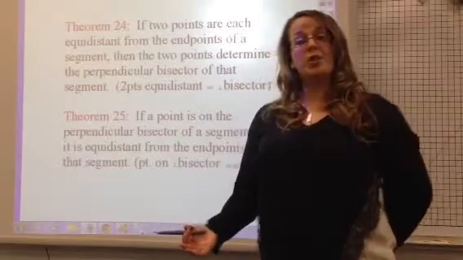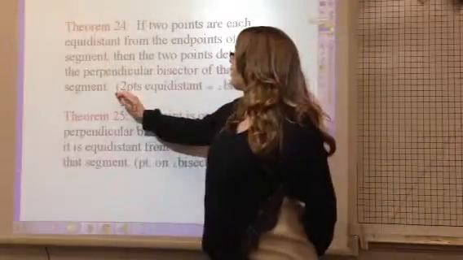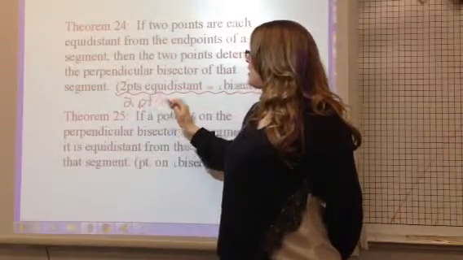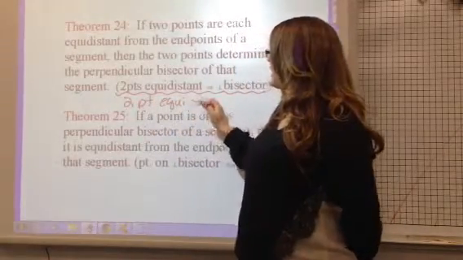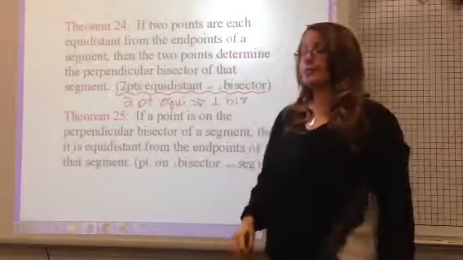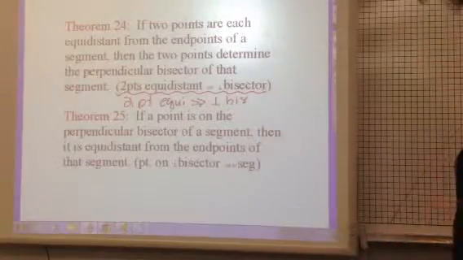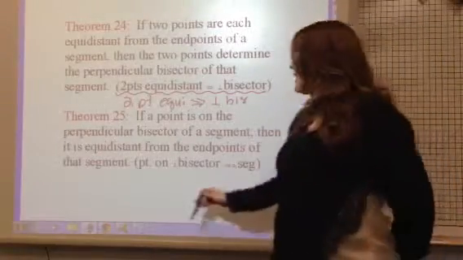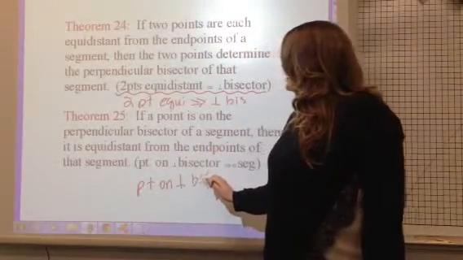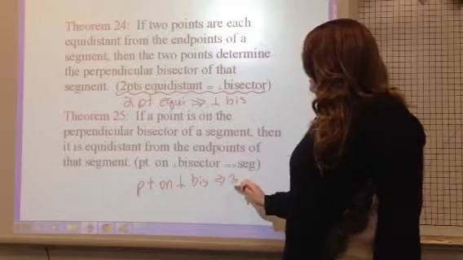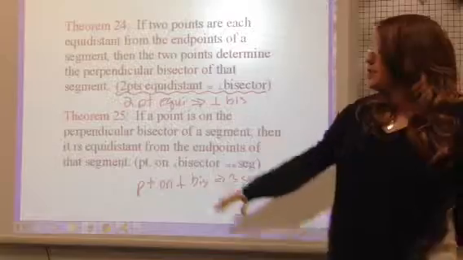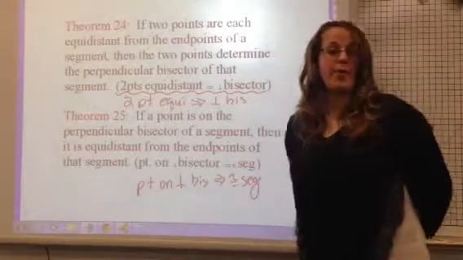The 2 shortcuts that I want you to write down in your notes is here: 2 points equidistant implies you have a perpendicular bisector. And anytime you have a point on a perpendicular bisector, that implies you have congruent segments. So I'll let you guys write these down and then we'll talk about both of them.